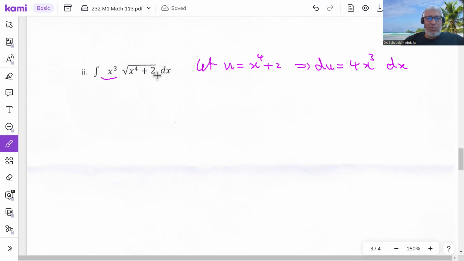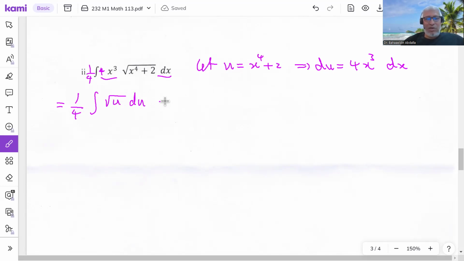Well, I have x cubed dx. X cubed dx, I need 4. So let me write 4 here. So now I have 4x cubed dx, it would be du. But I cannot just write 4 here. If you write 4 here, write 1 over 4 outside. So now you cancel 4 with 4 and you go back to the question. So the integral would be 1 over 4 integral. Now 4x cubed dx, that's just du. I have the square root of x to the power 4 plus 2. X to the power 4 plus 2 is u. So I'll have square root of u. So I can change this integral from x to u like this.